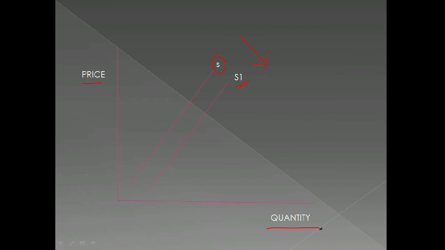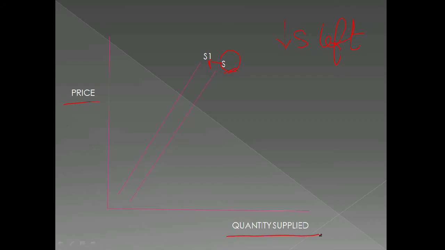Now for example, what if the weather condition is really very bad? If we have a flood or some disaster? The supply will decrease. How can that be denoted? I will show you that graph also. So this is that graph where the supply earlier was S. Now as the supply is decreasing due to poor weather condition or due to disaster, the supply curve will shift from S to S1. So when the supply is decreasing, it shifts towards the left. As usual, the price is on the y-axis and the quantity supplied on the x-axis. So this is how there is a shift in supply towards the left.